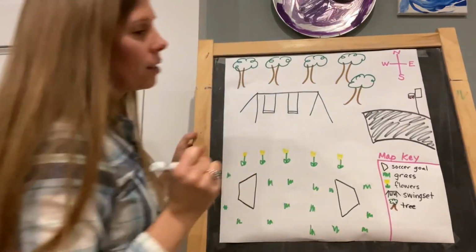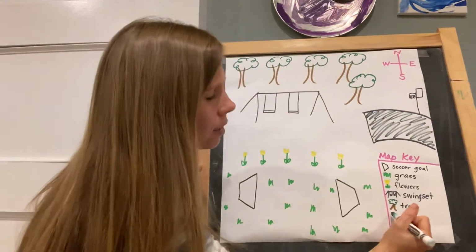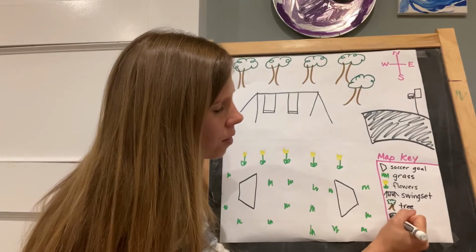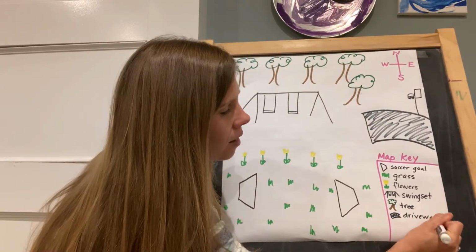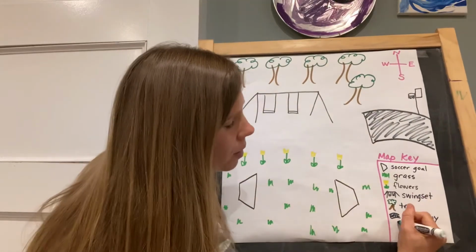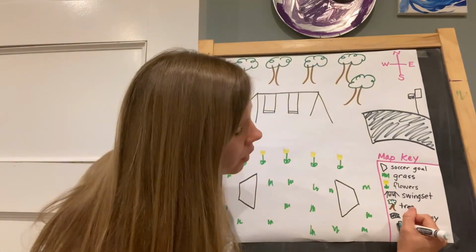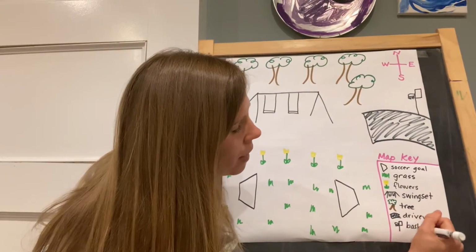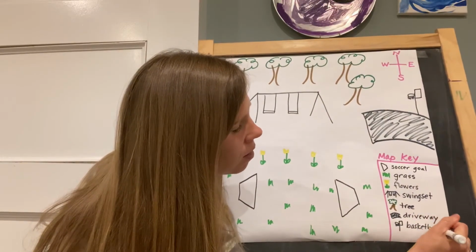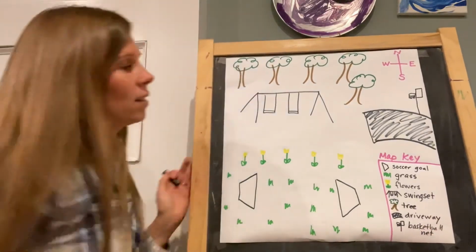Good enough, I think. All right, I have to draw these things in my map key. So I'm going to kind of draw, that is my driveway. And let me draw my basketball net. Ooh, how did I do that? Let's see. There we go. And that's my basketball net. So there it is.